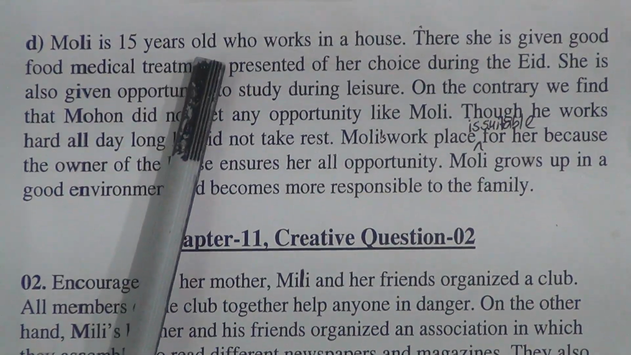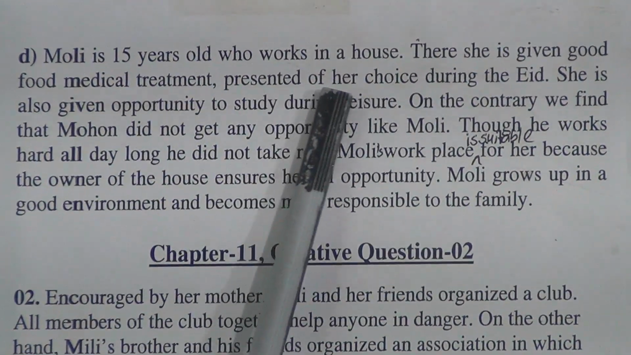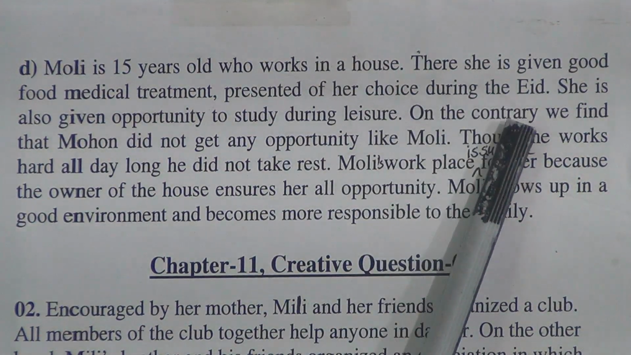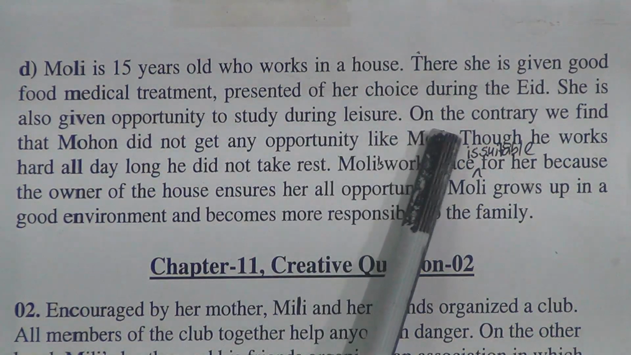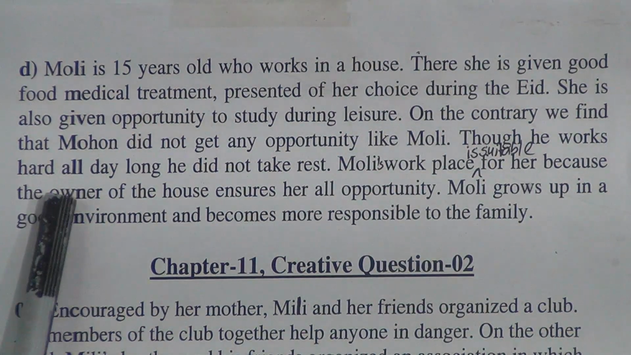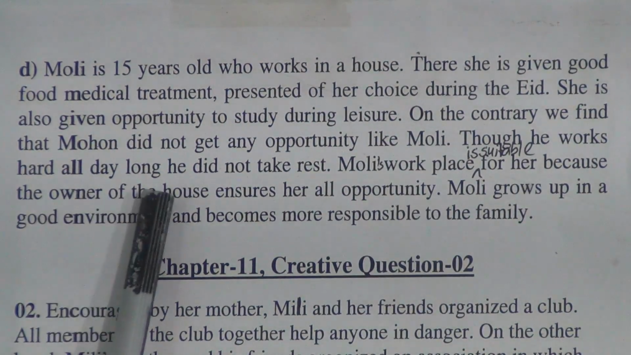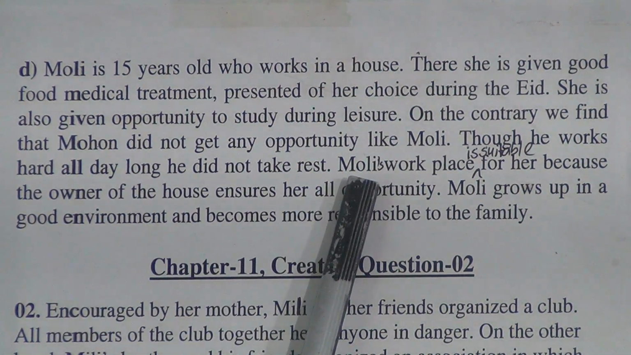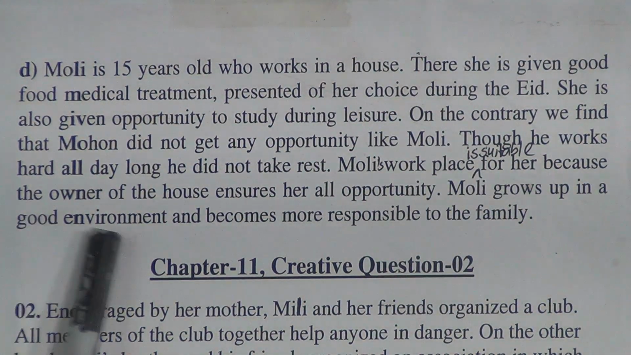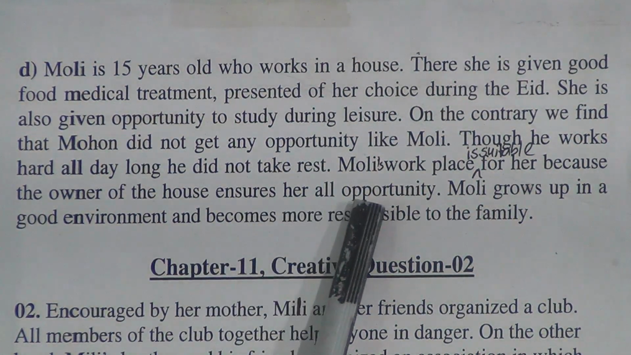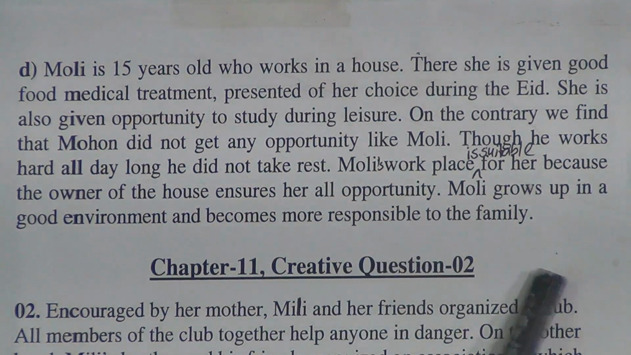Molly is 15 years old who works in a house. There she is given good food, medical treatment, presented of her choice during the Eid. She is also given opportunity to study during leisure. On the contrary, we find that Mohan didn't get any opportunity like Molly. Though he works hard all day long, he didn't take rest. Molly's workplace is suitable for her because the owner of the house ensures her all opportunity. Molly grows up in a good environment and becomes more responsible to the family.